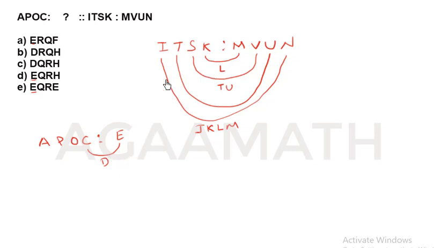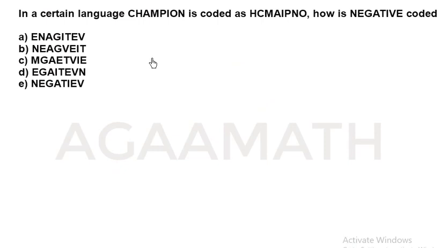Then we have to check with the next letter, O. For O, the two letters P, Q are skipped, so the next letter is R, so ER. Again we have it only in option A, no more, so we can consider that option A is the right answer. In this way we can find the answers. Let us see a few more questions.